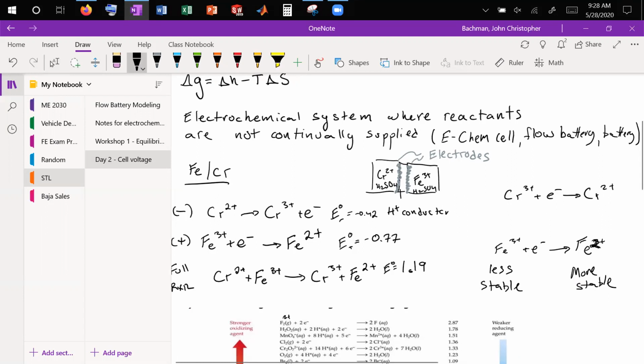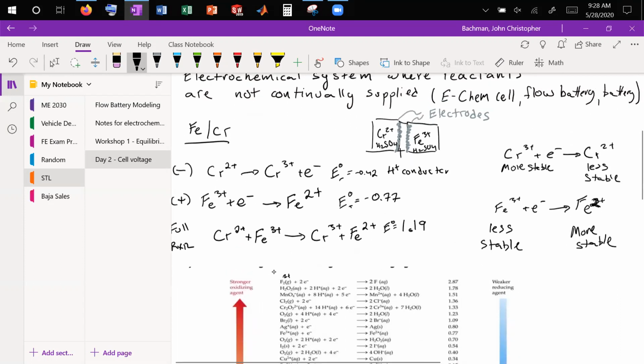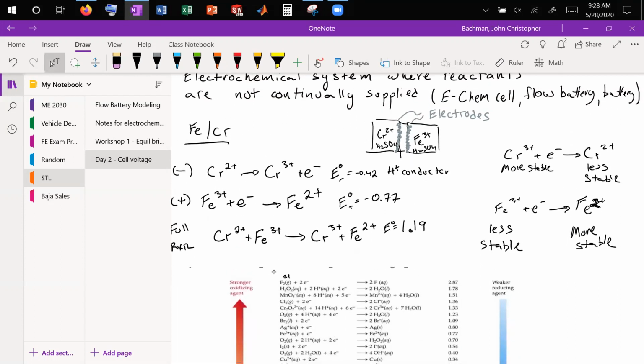This chromium 3 plus is more stable, and this chromium 2 plus is less stable compared to these ones. So one way you can think about this is, these electrons right here, those are doing a lot. Those are associated with a lot of the voltage you're going to see in the cell.